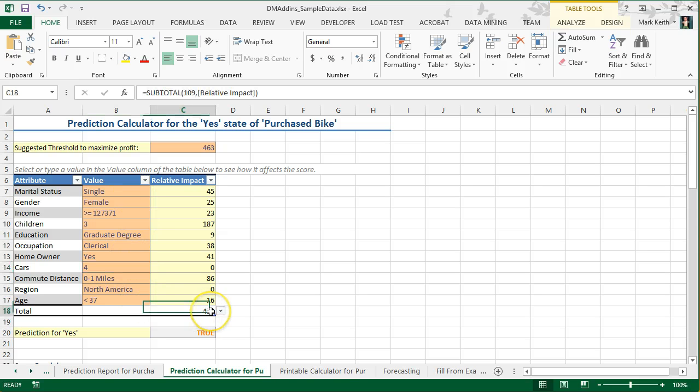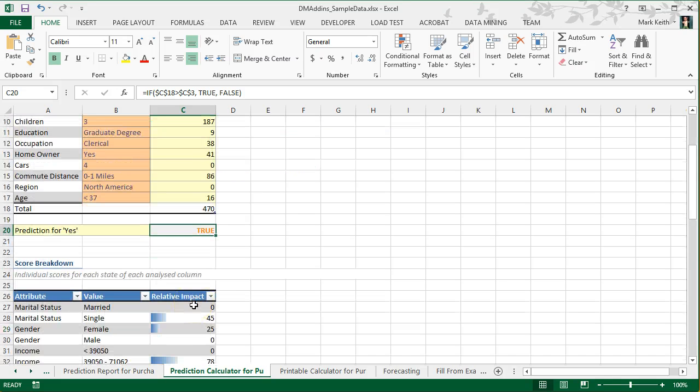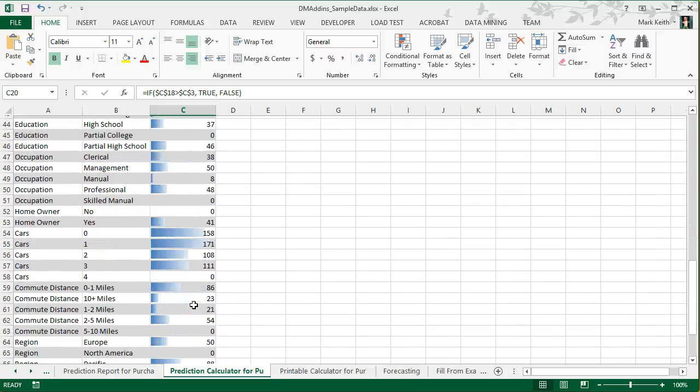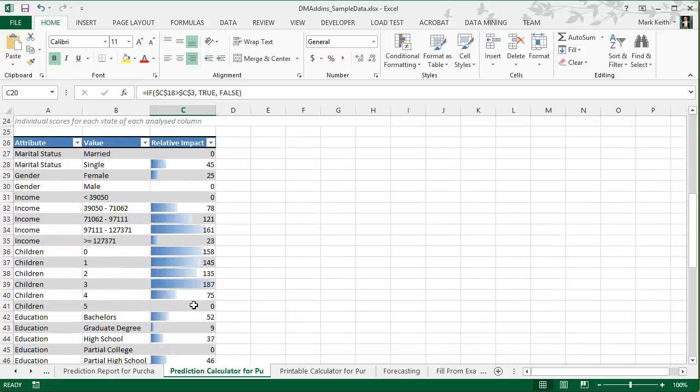So you've got quite a mix here of variables. But your total score is 470, which exceeds the threshold. Therefore, we would predict, yes, this person will buy a bike, therefore we should pursue selling a bike to this person. So here's our individual breakdown again of each of the attribute value pairs.